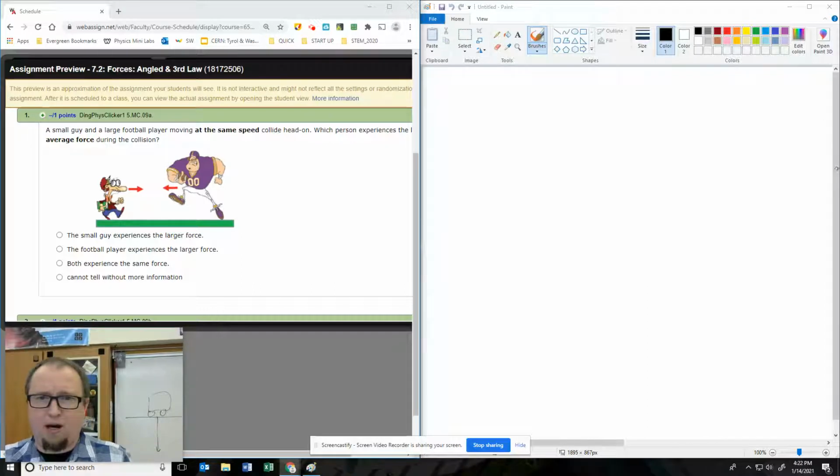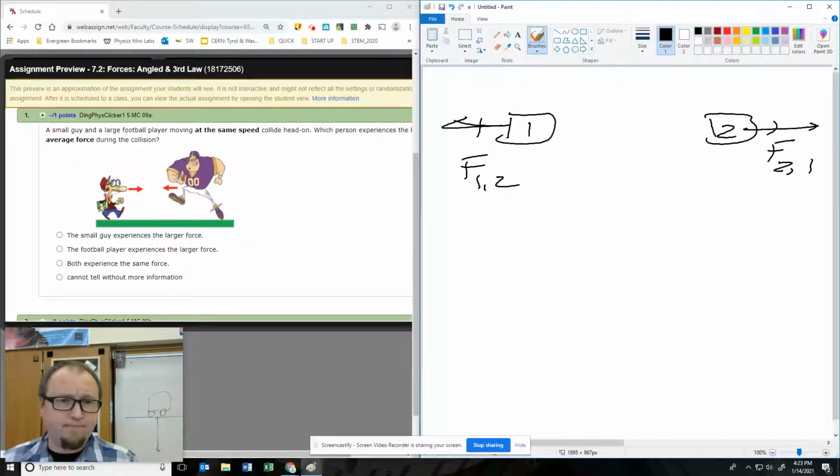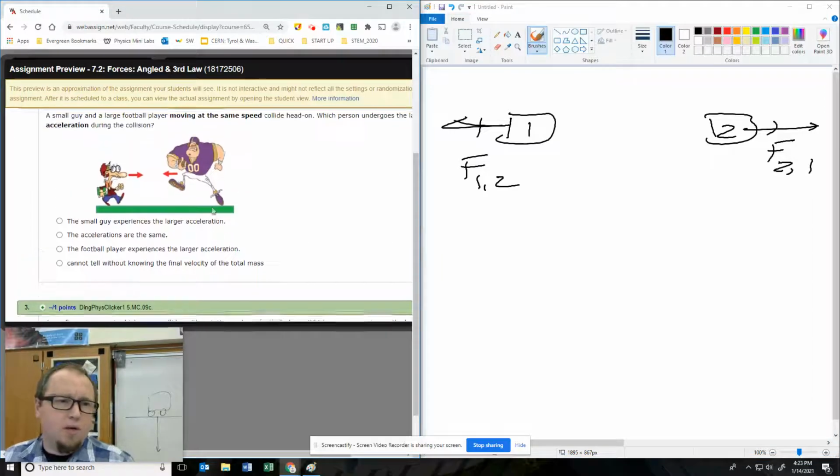How does the force compare? Well, Newton's third law states that if two objects are exerting a force on each other, they will apply the same force to each other, and they have to be the same. So whatever force this guy feels, this guy feels. If I call this object 1 and this object 2, the force on 1 by 2 and the force on 2 by 1 have to be the same. So how does their force compare? Same. Let's look at number 2.